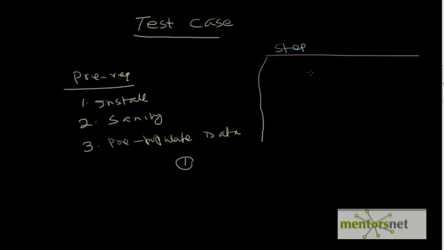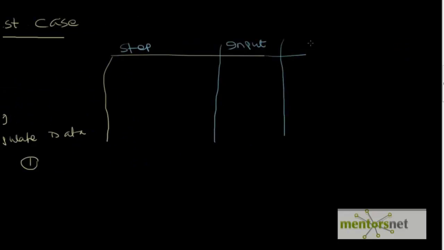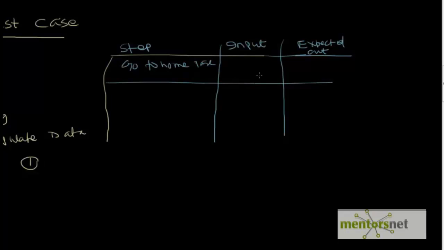So what should I do? And then is there any input activity that I'm going to do once I'm in that step? And then what is the expected output? These are the things that I need to fill up. For example, to test the login page, the first thing is go to the home page. Then what is the input?